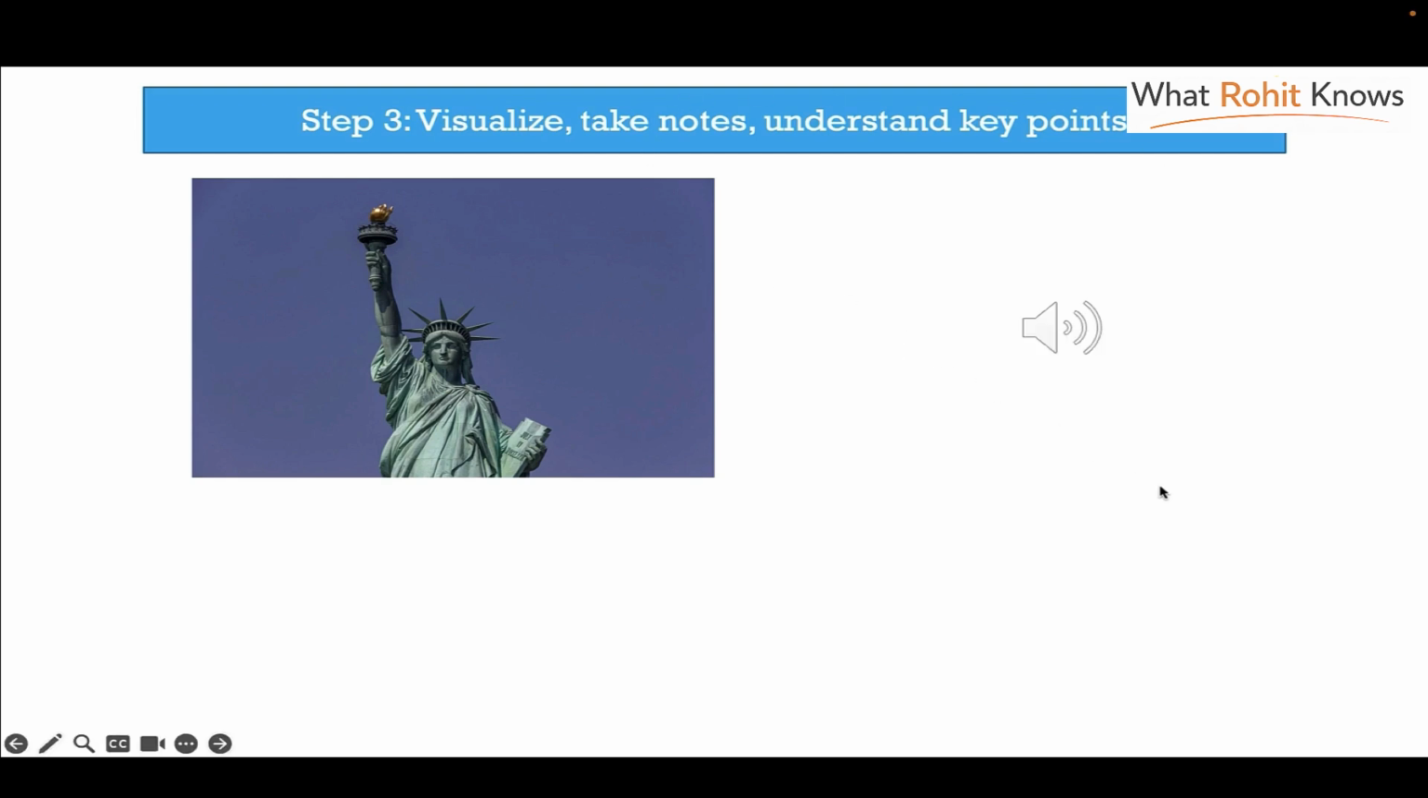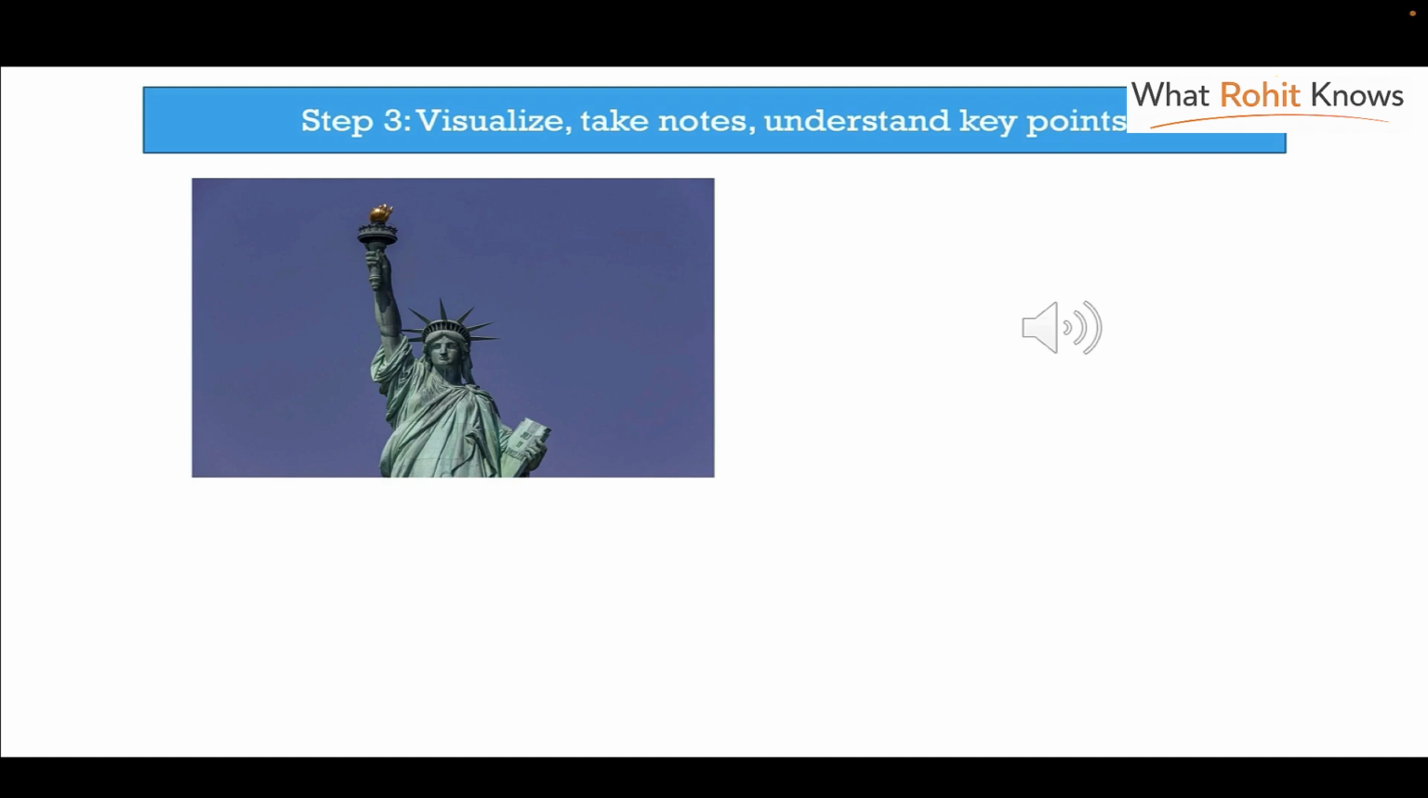We'll stop it there. But as you can guess, if you are listening to this lecture, then when you visualize, the speaker is constantly mentioning words related to migration, immigrants, welcoming people to America. So the overall theme is something to do with migration, immigrants. That should be in your notes.